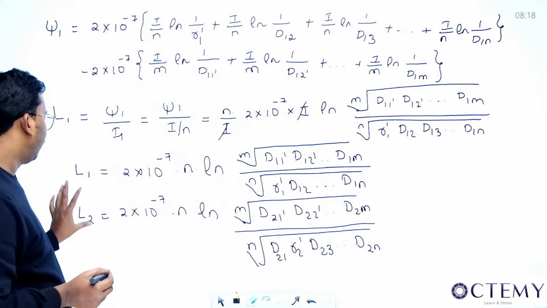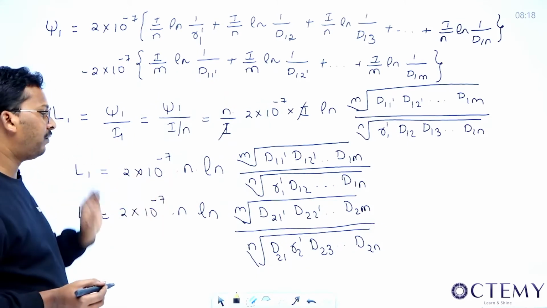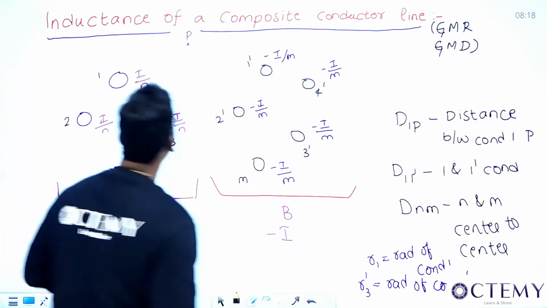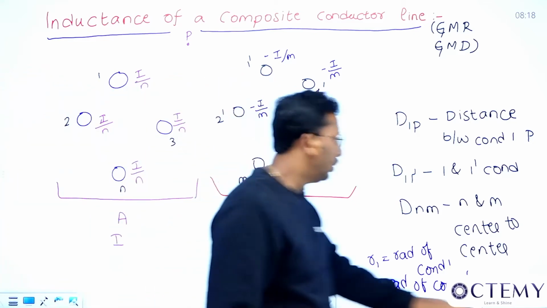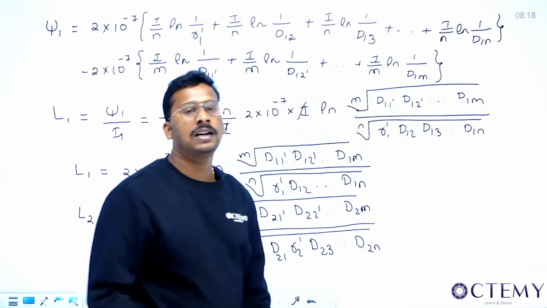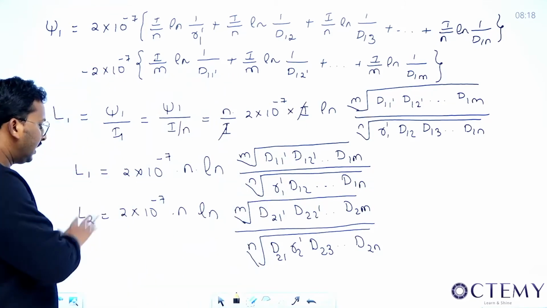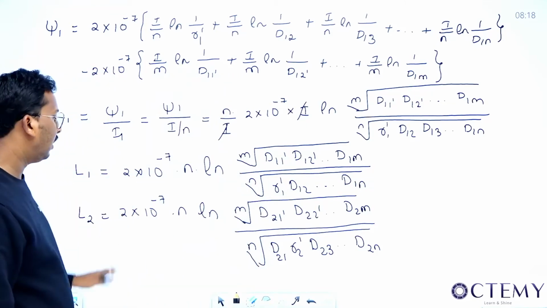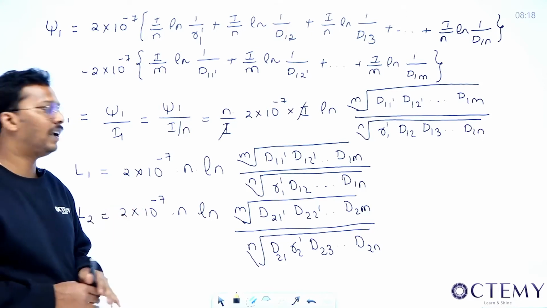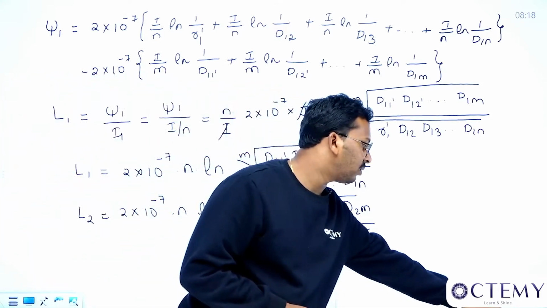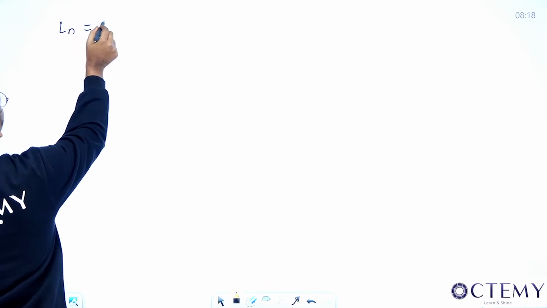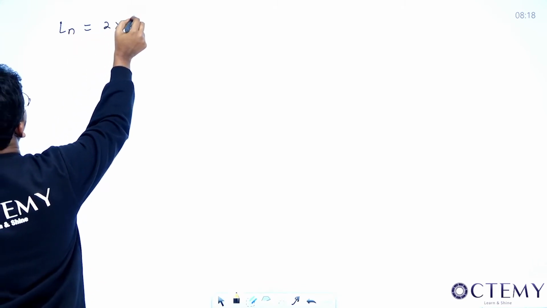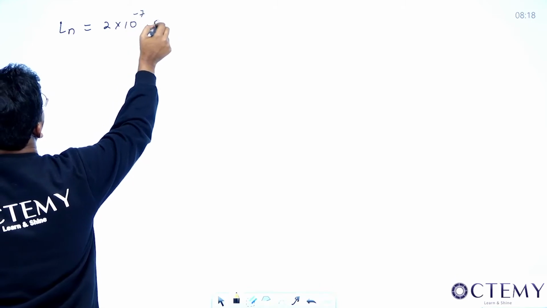Similarly, if I have to find L3, L4, L5 and then so on, I can find them, because there are n inductances L1, L2, L3 and then so on, till Ln, right? Since the distances are not equal, this inductance and this inductance will not be equal. So to find the average inductance, what will I do, sir? Let me write Ln also here. So what will Ln be equal to, sir? Ln will be equal to the last inductance, 2 into 10 power of minus 7 into n into ln.